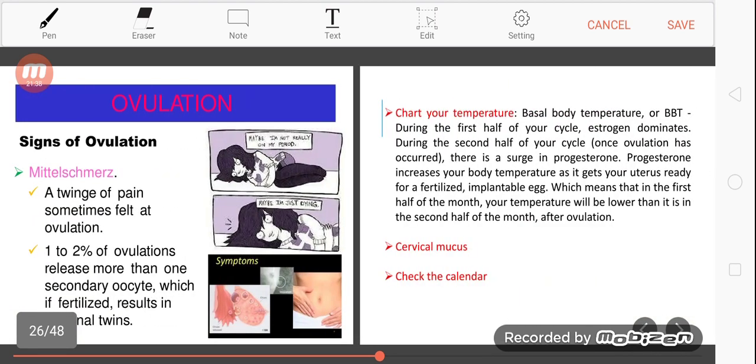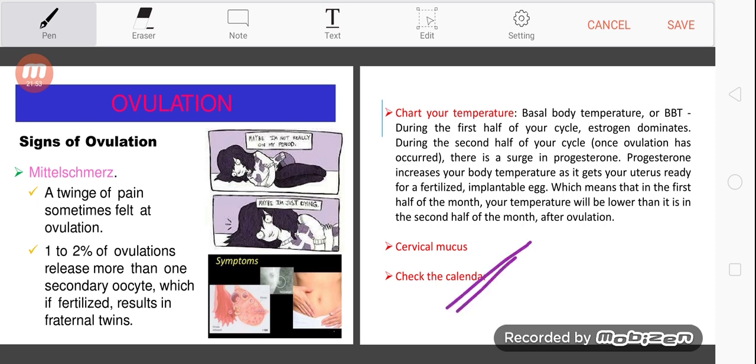Okay, signs of ovulation. A twinge of pain is sometimes felt at ovulation, so this is a sign of ovulation. Or we can predict ovulation in women by calendar, or by observing the cervical mucus, and also body temperature.